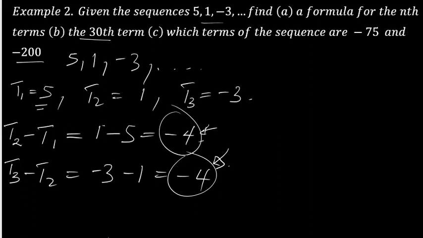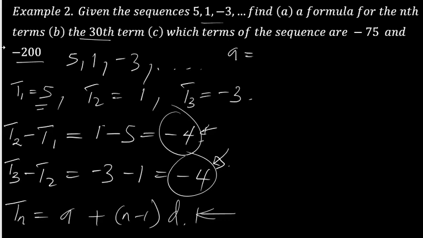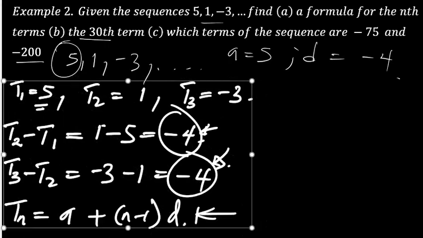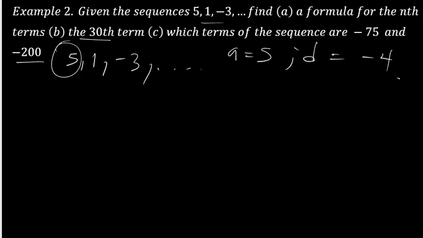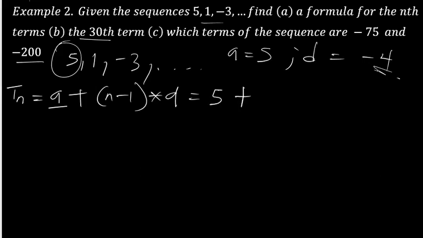So it is an arithmetic progression, so we're going to use the general formula, which is a plus bracket open n minus 1 times d. So we know the first term a is 5. The common difference, which is d, is equal to minus 4. So let's use the formula for arithmetic progression since it has a common difference. The nth term is equal to 5 plus n minus 1 times minus 4.